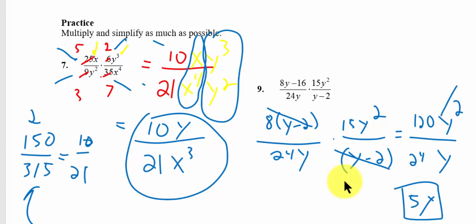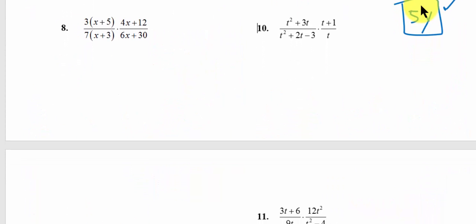Right? Because the y squared and the y become y. Let me write that 5y a little neater. There we go. So our final answer is 5y. Okay? So let's start number 8.